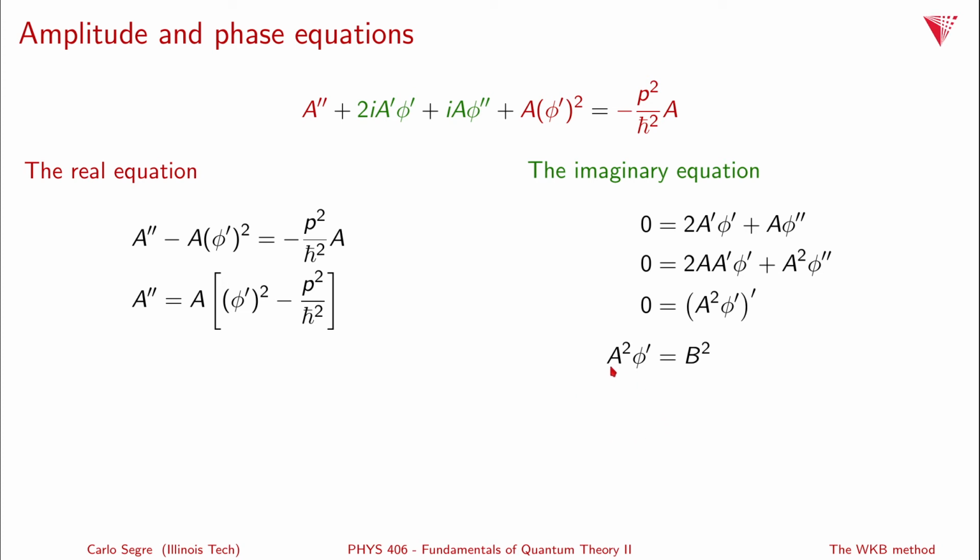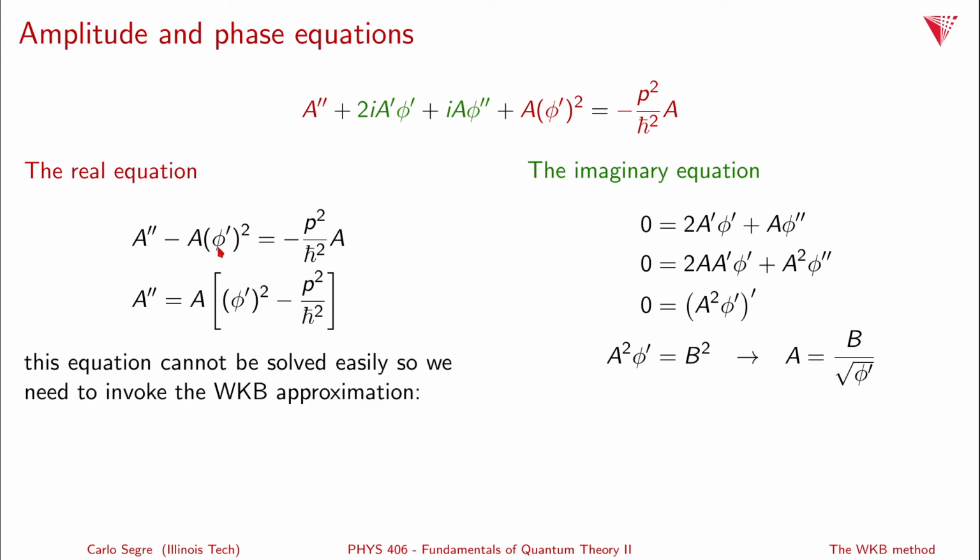I can see that this means that if I take the integral of this, it's going to be equal to a constant, which we'll call b squared. So a squared phi prime is equal to b squared, or a is equal to a constant b divided by the square root of phi prime. We still have yet to solve for phi prime, but at least we now know what a is going to be once we get phi prime.